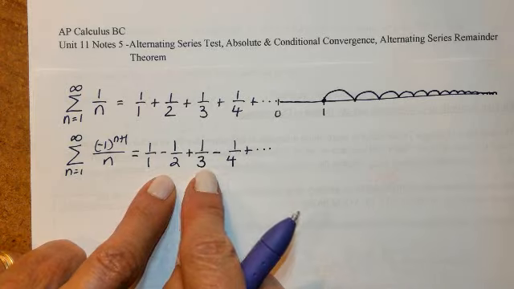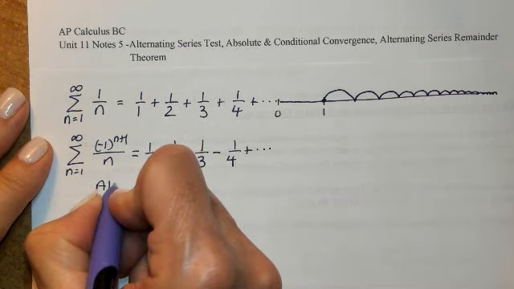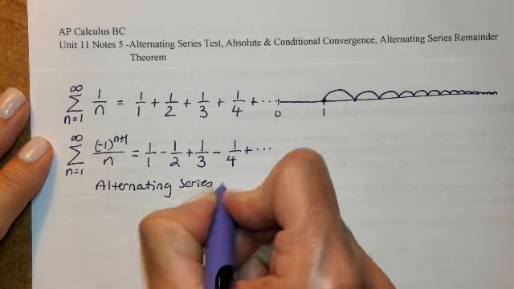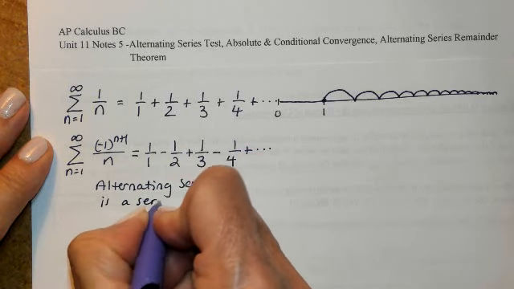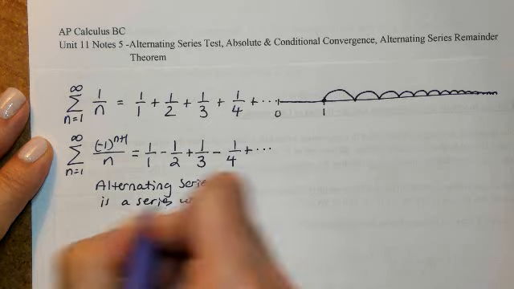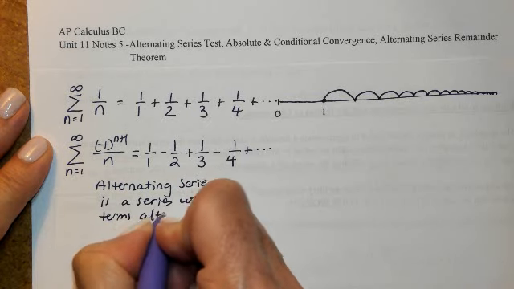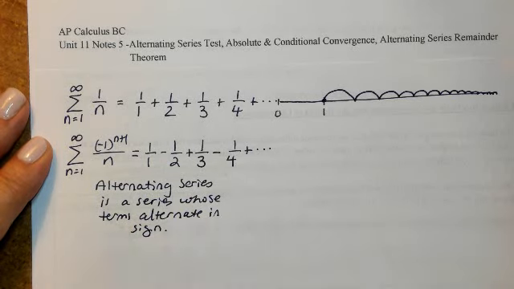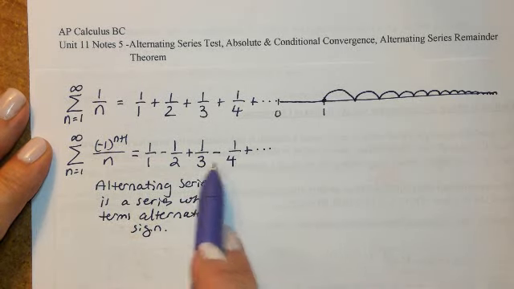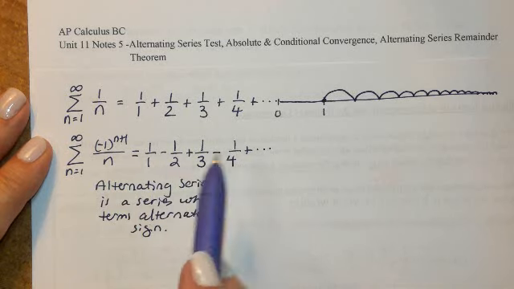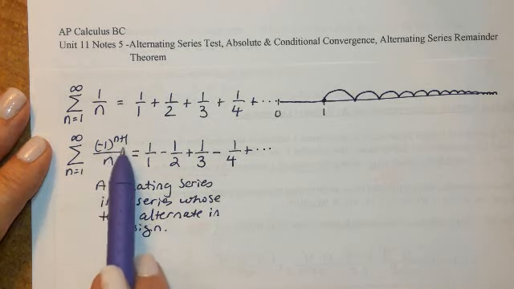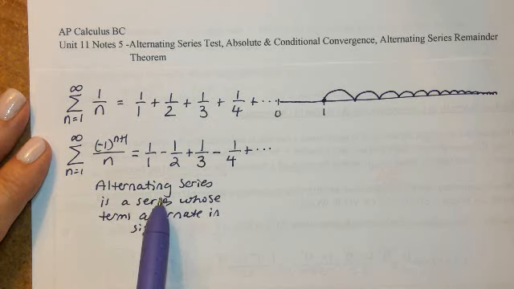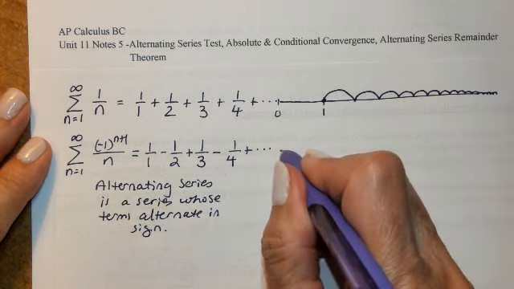This is an alternating series. An alternating series is a series whose terms alternate in sign. That's all an alternating series is. So this is an alternating series because the terms alternate in sign. Lots of times we can tell it's going to alternate by this negative 1 to this kind of an n power. Let's take a look at what happens to this one on a number line.